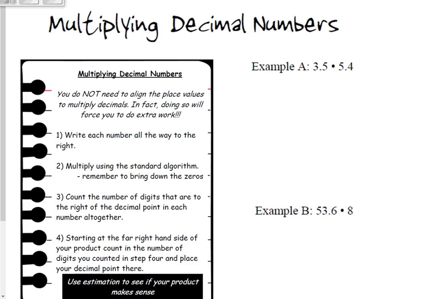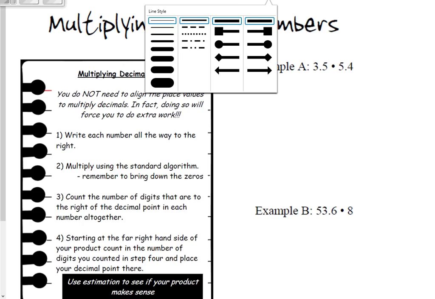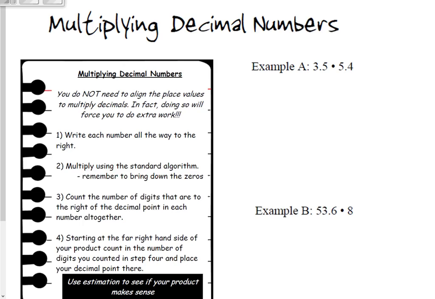Okay, some key things. You notice the asterisk up here. In order to line them up, you do not need to align place values to multiply decimals. In fact, it will just give you extra work. So you simply line them up as if there were no decimal points there to begin with. Okay, the decimal points become a factor at the end.